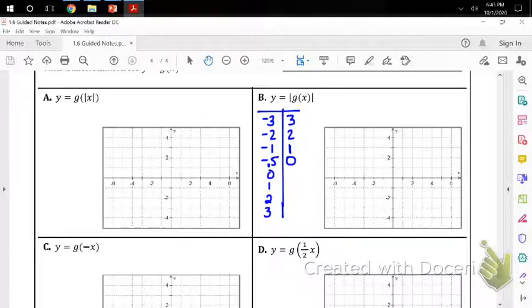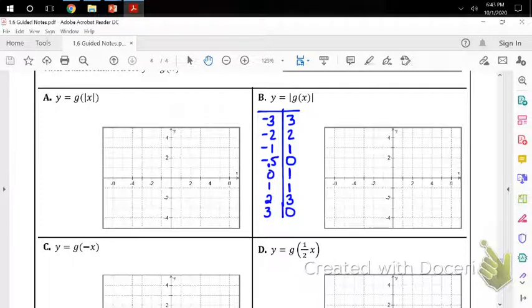My next y value was 1. The absolute value of 1 is 1. The next y value was also a 1, so the absolute value of 1 is 1. The next one was a 3. The absolute value of 3 is 3. And the last y value there is a 0. The absolute value of 0 is 0.